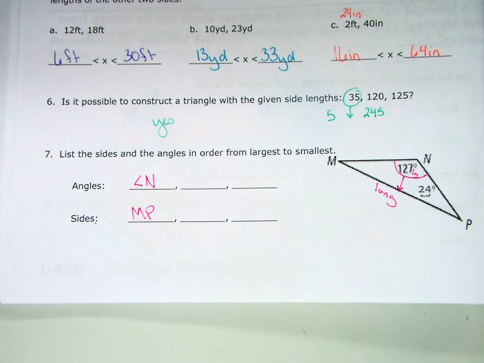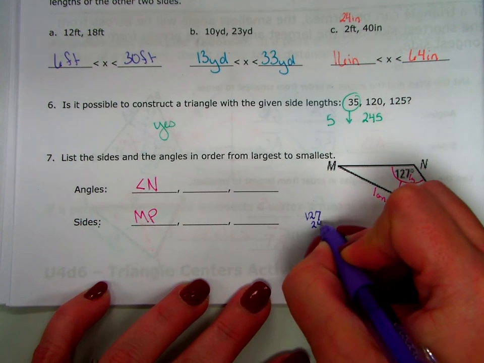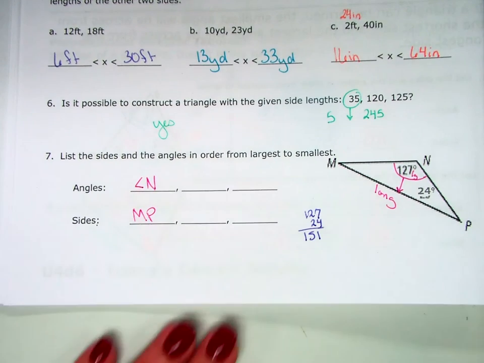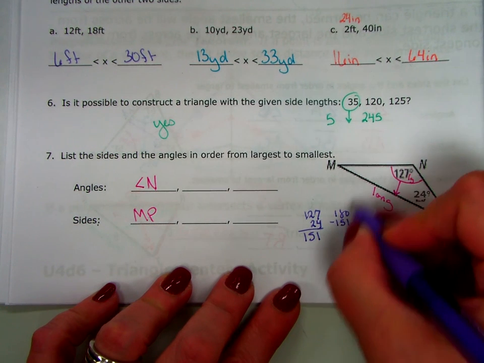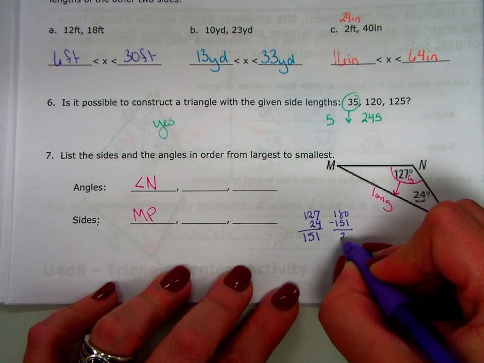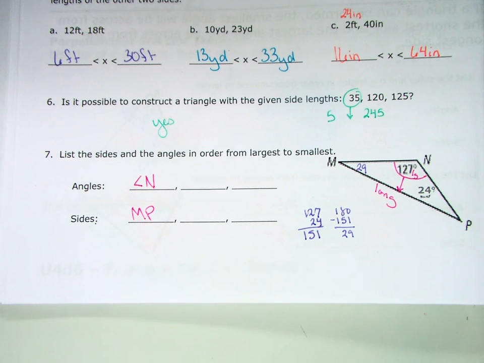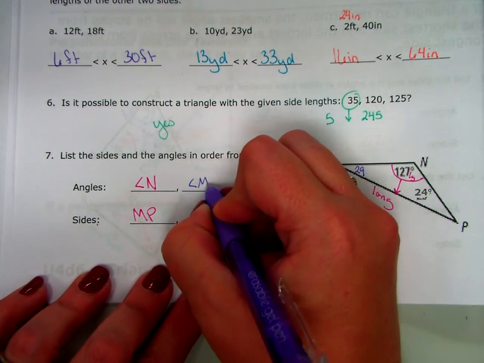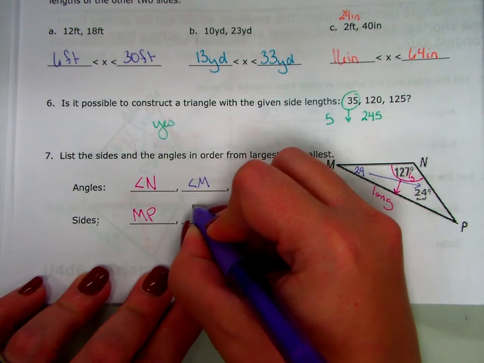Alright, but when I look at this, I need to know which of those is the medium angle. So we're going to add these two together, 127 and 24, which means I've already used 151 degrees out of how many in the whole triangle? 180. What's left for angle M? 29. So now we know which one is our medium angle. What's my medium angle? M. And across from it is NP, or PN, however you want to say it.